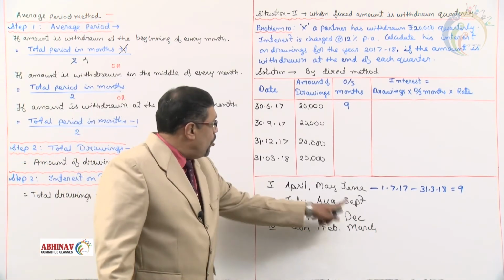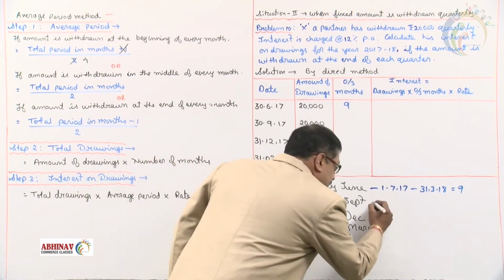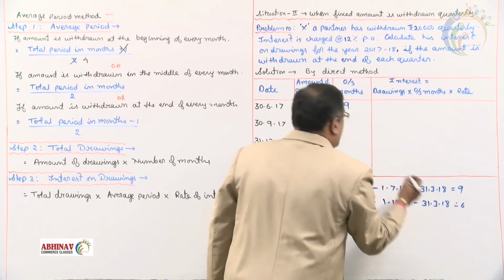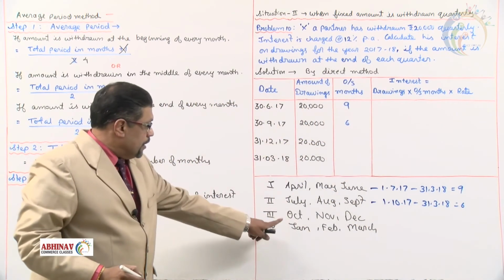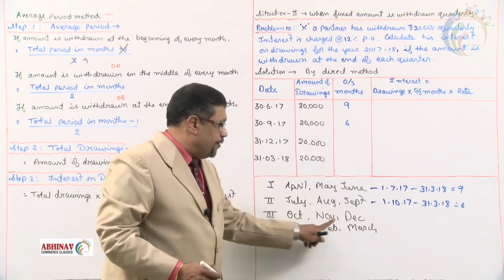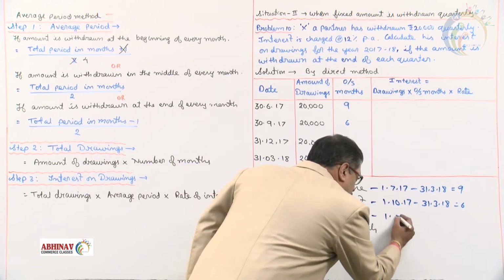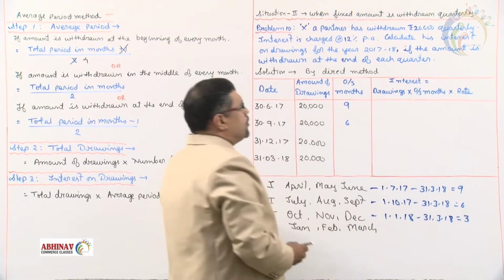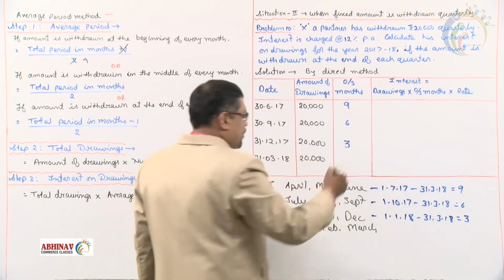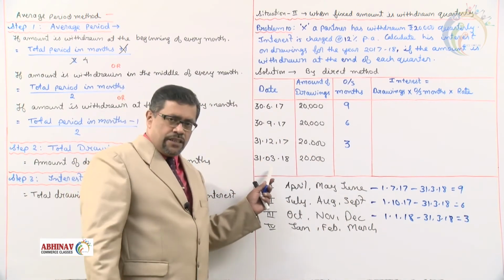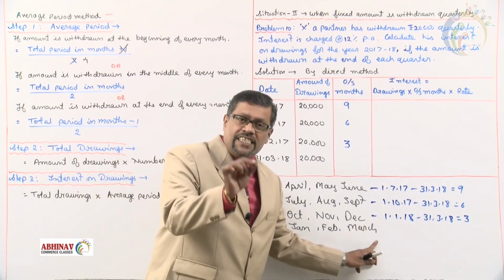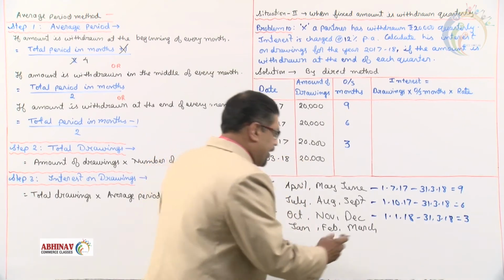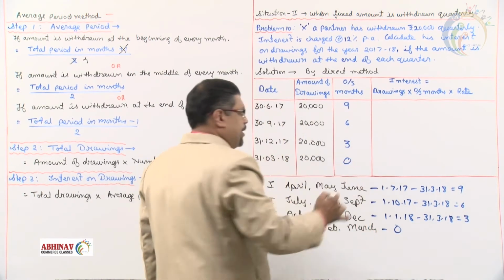Next, it is on 30th September at the end of second quarter. That means this period will be counted from 1st October to 31st March, wherein we get only 6 months. The next withdrawal is on 31st December, so this period will be counted from 1/1/18 to 31st March 18, which is 3 months. Then the last, 31st March 18: on the last date the withdrawal is done. We never charge interest for a minute or an hour or for a day. So in this case the number of months is going to be 0.